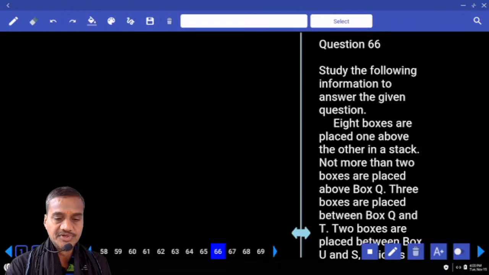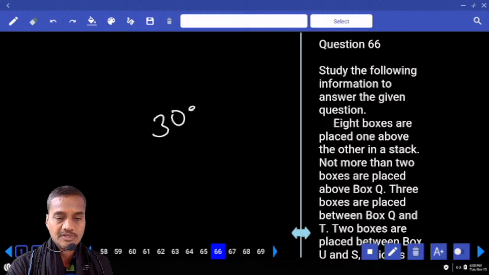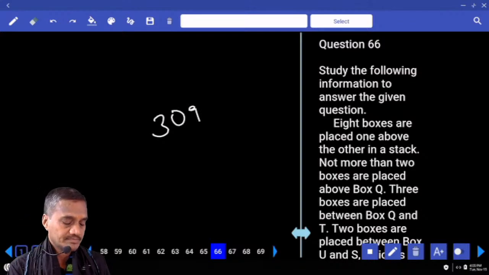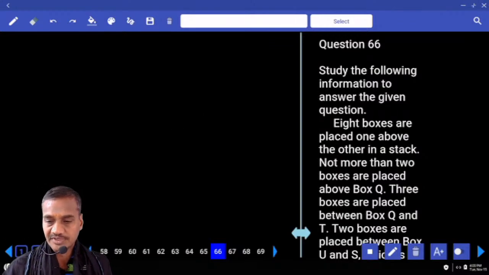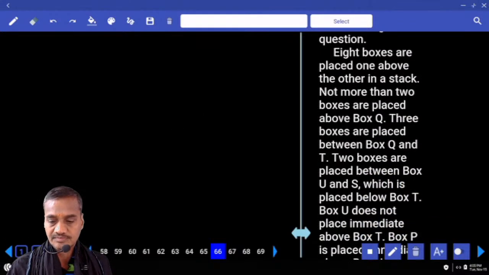Now paper number 309. SBI Clerk Prelim, paper number 309. Now question numbers 66 onwards will come under this reasoning section.